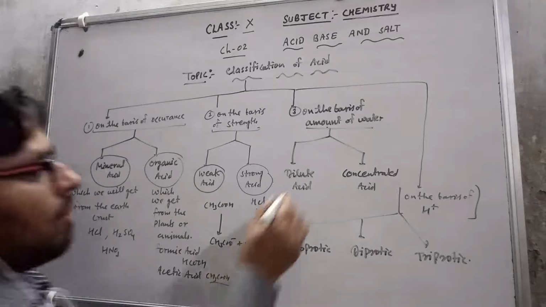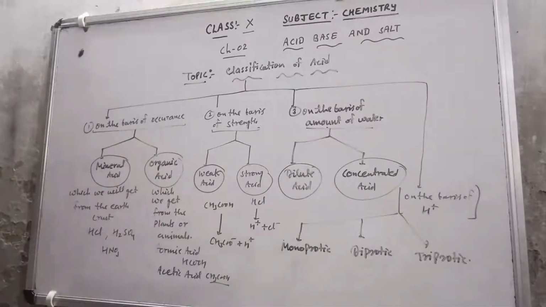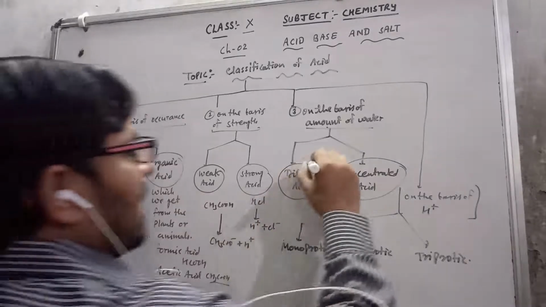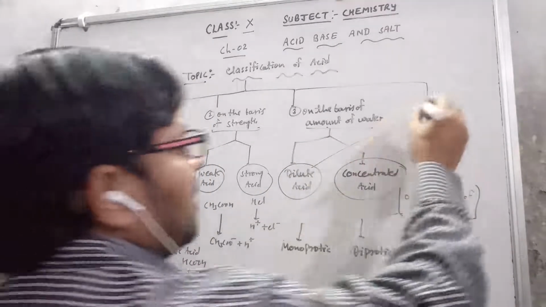Now I will talk about the dilute acid and concentrated acid. Okay, what are dilute acids? Dilute acid means the acid in which the amount of water is maximum.